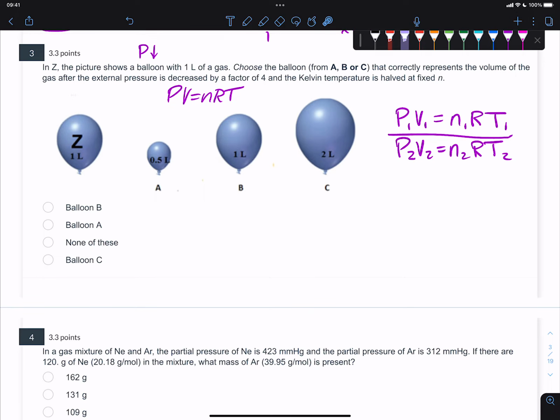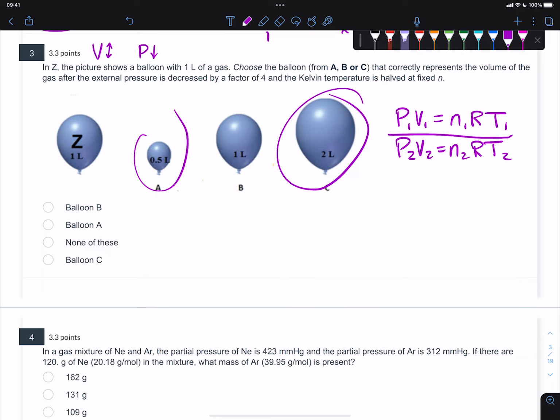All right, now that you know how to read that, we can get rid of this. Let's see what's constant. So we have to read it again. Usually it helps to read it multiple times. In Z, the picture shows a balloon of 1 liter of gas. Choose the balloon that correctly represents the volume of the gas after the pressure changes. So we have a change in volume. We don't quite know which way it's going to go yet, right? Could be bigger or smaller. We'll figure that out. But we know that the pressure decreases by a factor of 4, and the temperature is also going to decrease. And remember, temperature has to be in Kelvin.